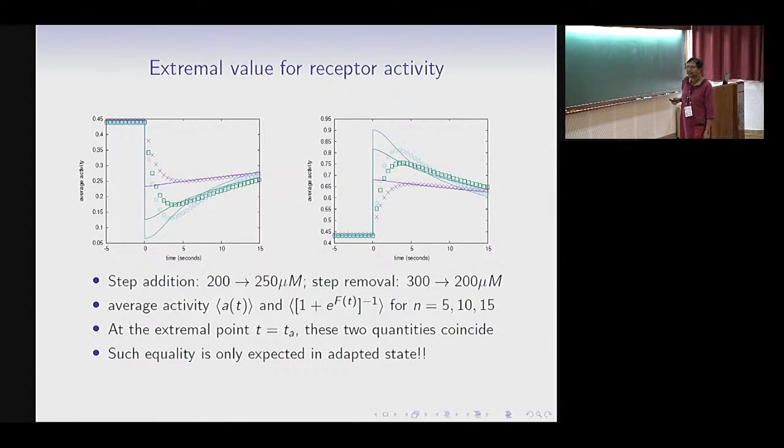Now this is slightly strange because I expect these two quantities to become equal when the system is adapted. But a short time after the stimulus, when I am observing the extremal deviation, or I can rephrase it by saying that it is farthest from any adapted state, even then I find these two quantities become momentarily equal before they start getting away from each other again. So this equality is expected in an adapted state, and the fact that I find it here, at this time, I call it TA, the extremal time.